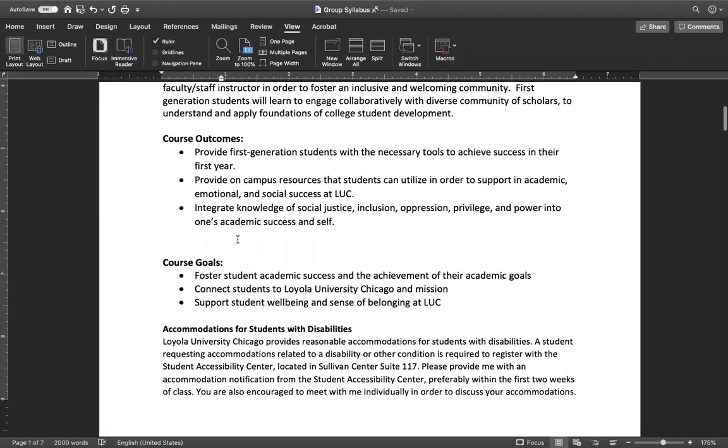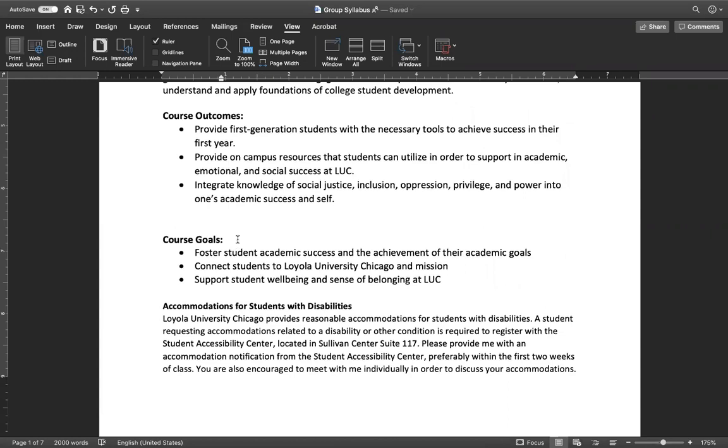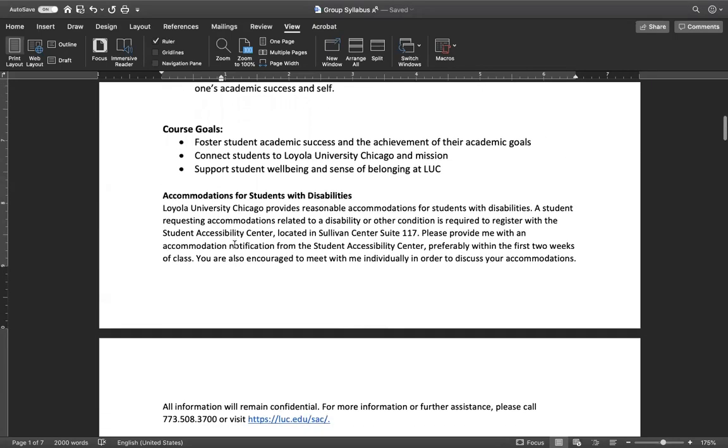So get a little bit more understanding about what it means to be at a social justice institute, what it means to create environments that celebrate inclusivity, and being able to really identify oppression and privilege to essentially try to make the world a more equitable place. Some of the goals that we have for our courses as well is to foster student academic success and achievement towards their academic goals. Again, we want to really connect students to the mission at Loyola University, and then help students promote a sense of well-being and a sense of belonging at Loyola.